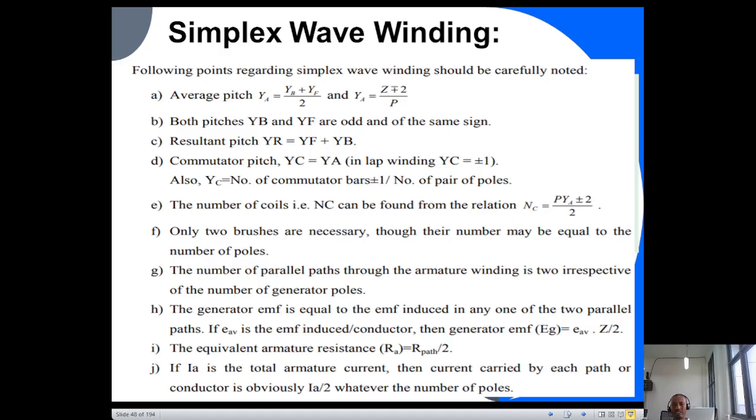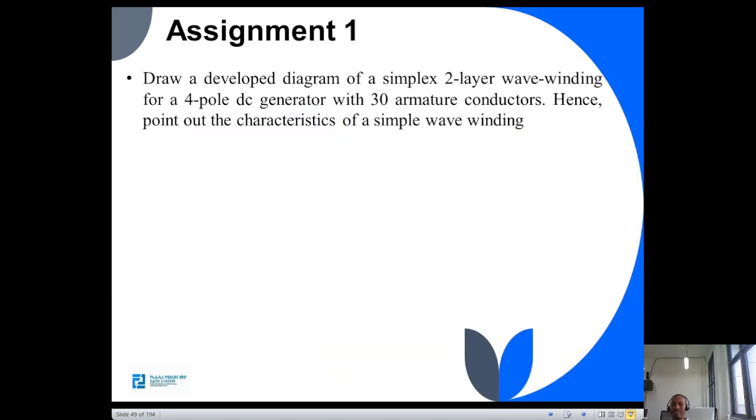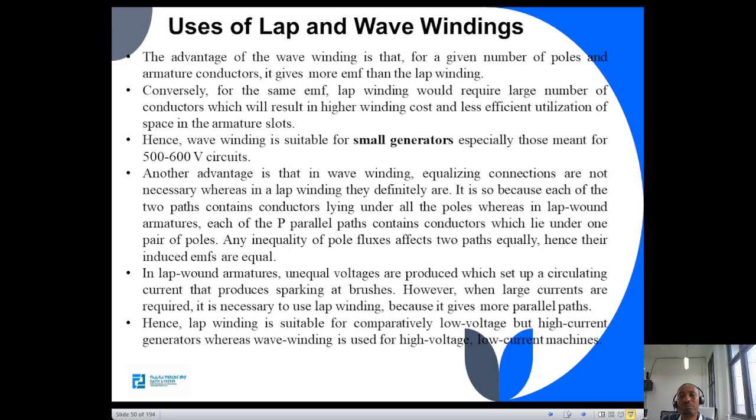The following points regarding simplex wave winding should be carefully noted. One, average pitch is going to be (YB plus YF) by 2, back pitch plus front pitch by 2. Both pitches YB and YF are odd and on the same side, they are opposite in a lap, and resultant pitch is going to be the sum of the two. The other terms you have to understand and go through normally. This is an assignment which you are supposed to work on and submit after we do all the examples.